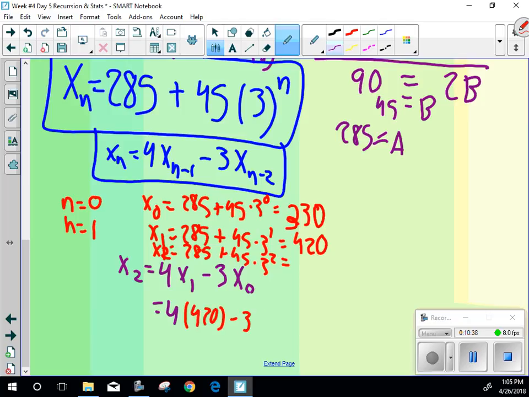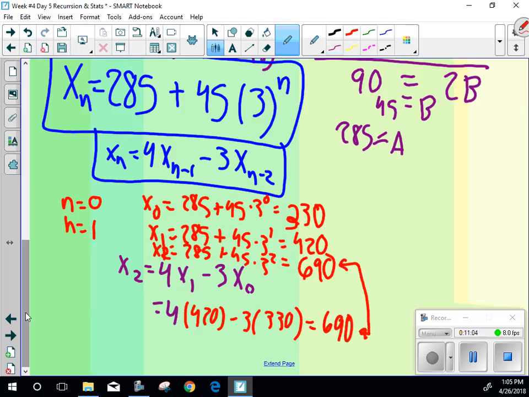4 times 420 minus 3 times 330, and what do you get for that? 690. And if you did 285 plus 45 times 9, what do you get? 690. So therefore, these are the same. So we checked that at the original.